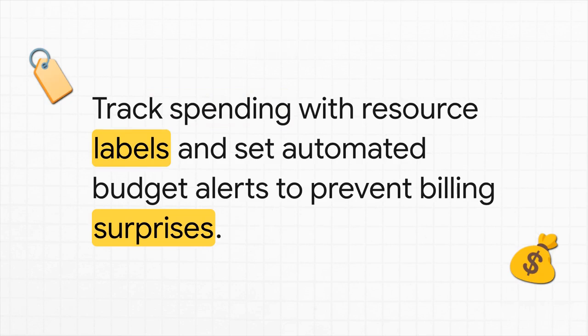Okay, let's talk about money. How on earth do you track spending when you've got dozens of projects running? You do it with labels and budgets. You can stick a digital label on all your resources, maybe with a project name or a team name. This lets you see exactly how much each team is spending. Then you can set up automated budget alerts so you never ever get one of those nasty billing surprises again.